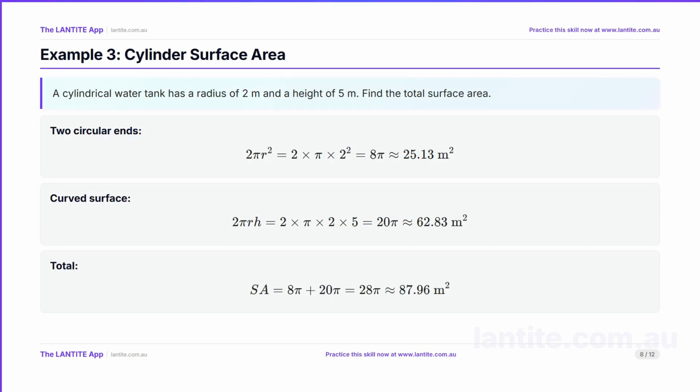A cylindrical water tank has a radius of 2 meters and a height of 5 meters. The 2 circular ends, 2 times pi times 2 squared, is 8 pi, approximately 25.13 square meters. The curved surface, 2 times pi times 2 times 5, is 20 pi, approximately 62.83 square meters. The total surface area is 8 pi plus 20 pi, which is 28 pi, approximately 87.96 square meters.